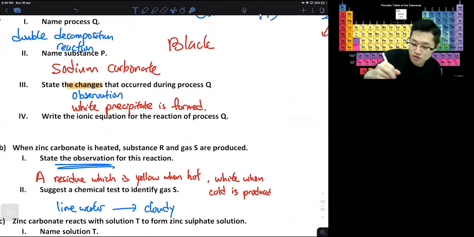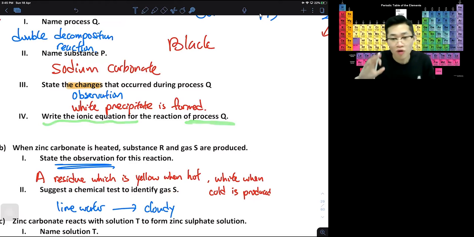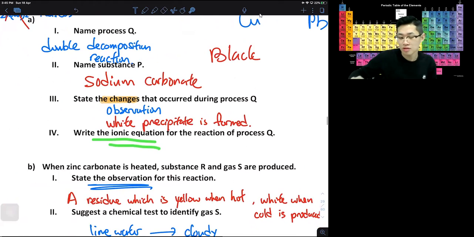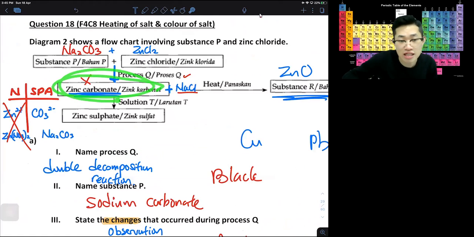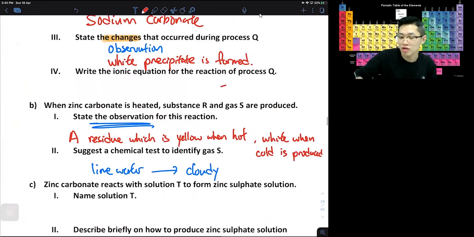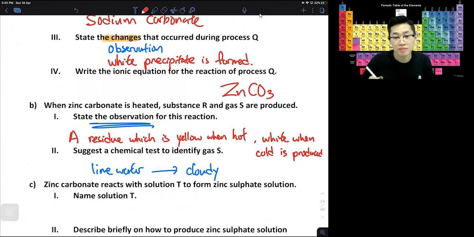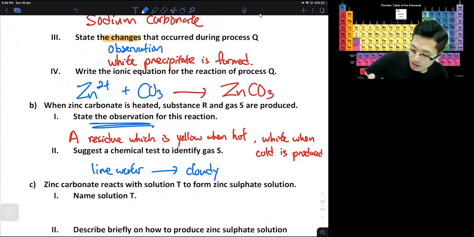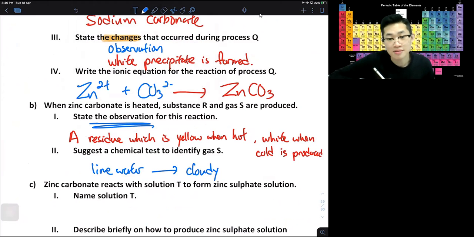Ionic equation. See, I teach you how to write the ionic equation. For insoluble salt, it is very easy. They want the ionic equation for process Q. Our insoluble solid is zinc carbonate, so we just write down zinc carbonate as our product. Then ask yourself, what are the ions needed to make ZnCO3? Zn2+ and CO3 2-. So this is the ionic equation, that's all.